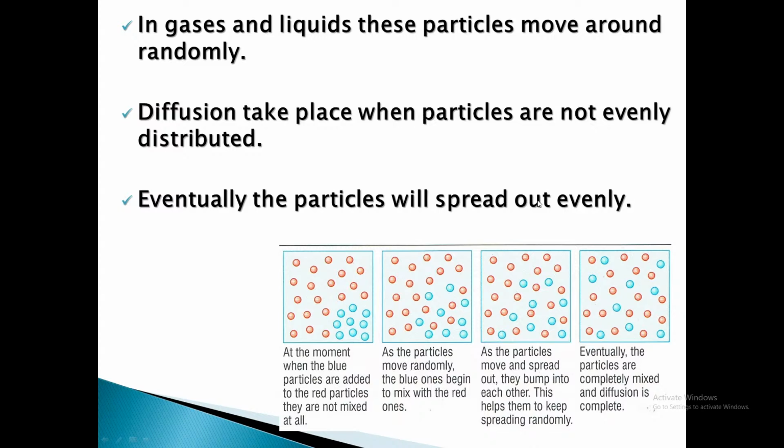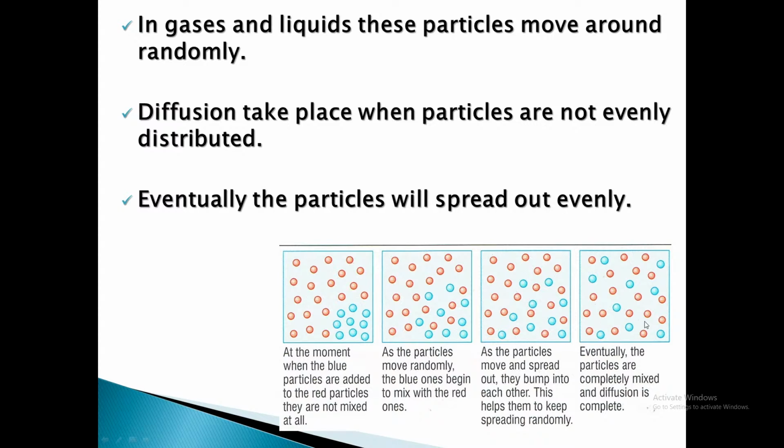Alright, so in gases and liquids, these particles move around randomly. Diffusion takes place when particles are not evenly distributed. So now we're going to use the boxes down at the bottom to explain the process of how the substances start moving and then become evenly laid out within the box.